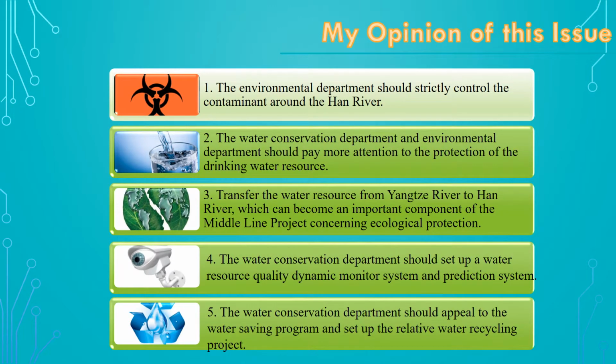For the current impact of the Middle Line project on the Han River, I have some opinions on this issue. First of all, the Environmental Department should strictly control the contaminants around the river. According to the adjustment of the industry distribution, moving the industrial enterprises far from the Han River can effectively improve the ability of the Han River to purify its water resource.